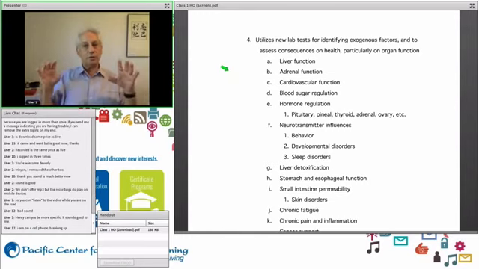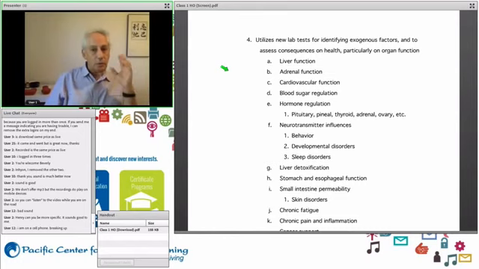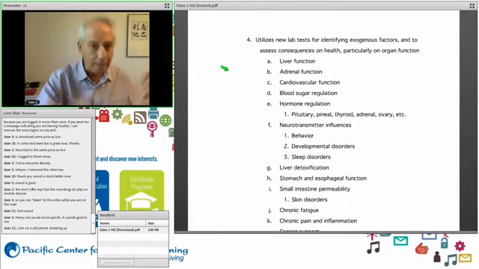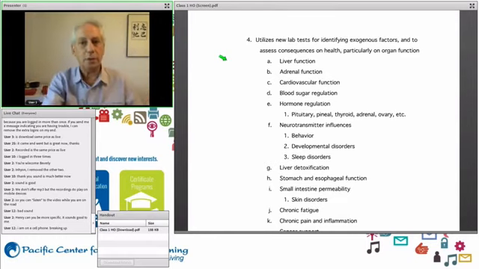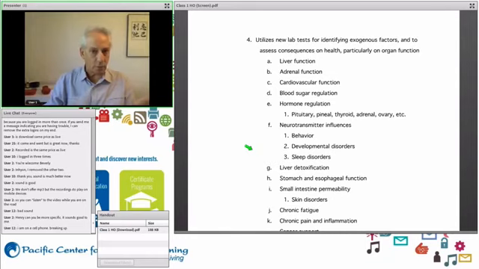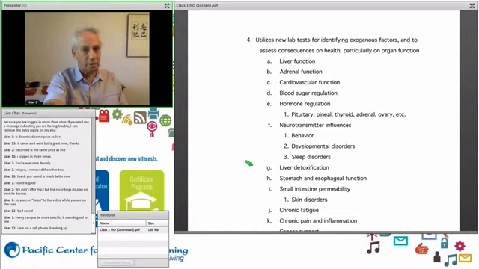Functional medicine utilizes new laboratory tests for identifying exogenous factors and to assess consequences on the health, particularly on organ function. So they have laboratory tests that can assess liver function, adrenal function, heart function, blood sugar regulation, hormone regulation, pituitary, pineal, thyroid, adrenal, ovary in particular, neurotransmitter influences on behavior, on developmental disorders, on sleep disorders. The whole idea of liver detoxification, stomach and esophageal function.